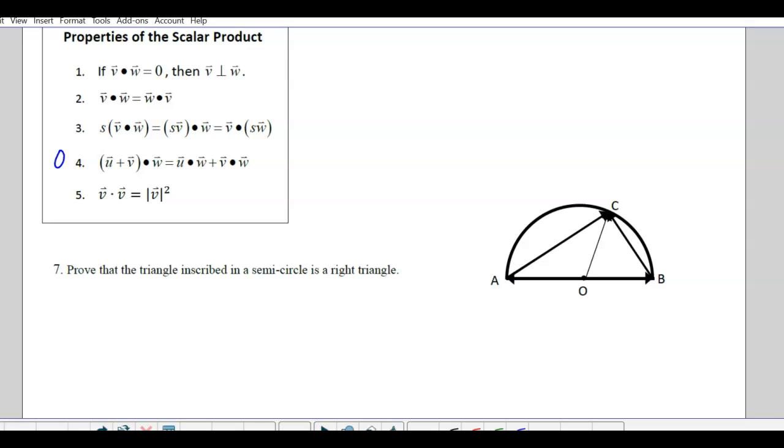Okay, so last one, we're going to prove that the triangle inscribed in a semicircle is a right triangle. That's a property we learned back in Math 9, actually. So, triangle inscribed.